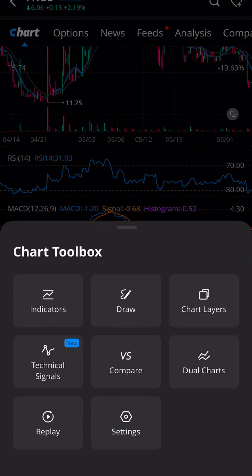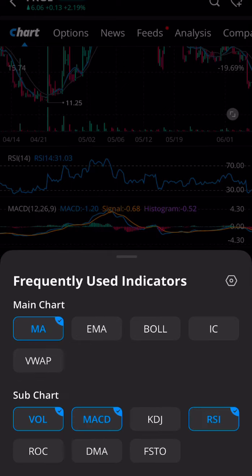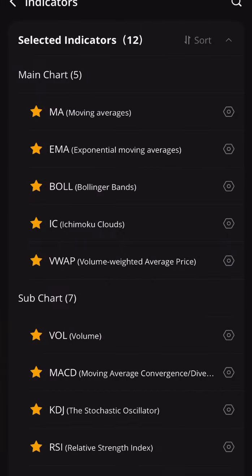But what I am going to show you real quick is I'm going to go here and I'm going to click on the indicators, and I'm just going to show you what indicators I have turned on. I've got, it says, MA, vol, MACD, and RSI. The MA is for moving average, vol is for volume, and then the RSI is the other one that I mainly use, and that's relative strength index.